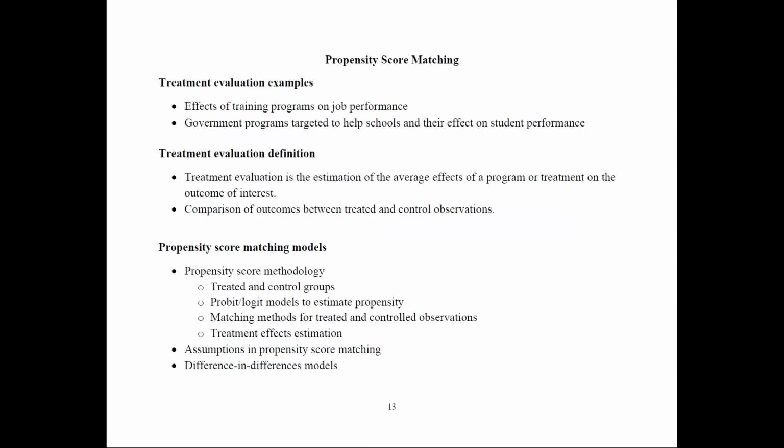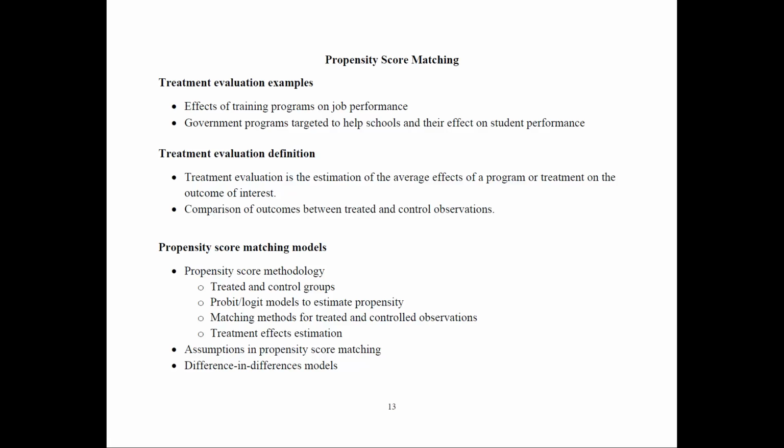Next one is propensity score matching. And here is an example of treatment evaluation where we can attempt to study the effects of training programs on job performance. So does the program help? Do individuals who enroll in a particular program have better job performance? Or we can study the government programs targeted to help schools and their effects on student performance. So do schools that participate in certain types of government programs have higher student performance?